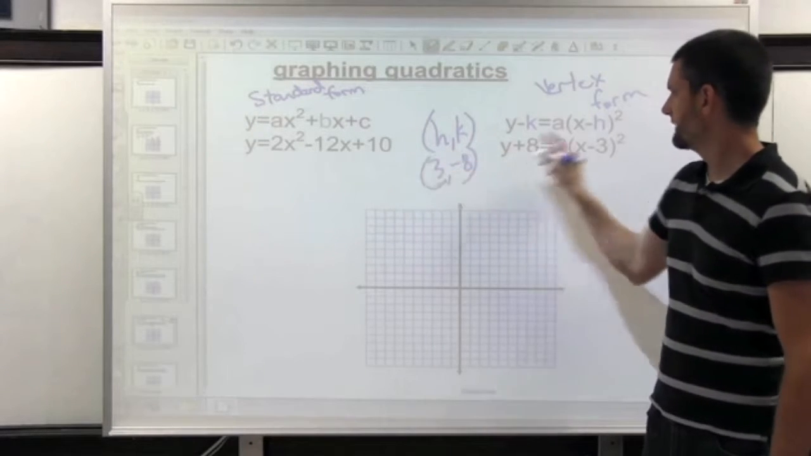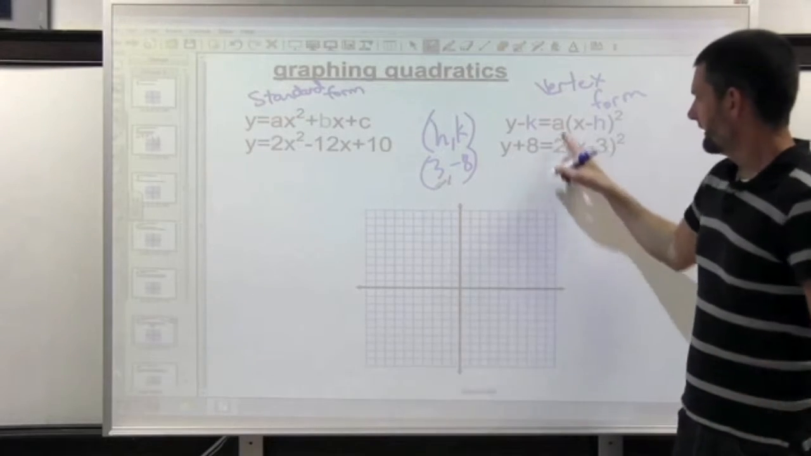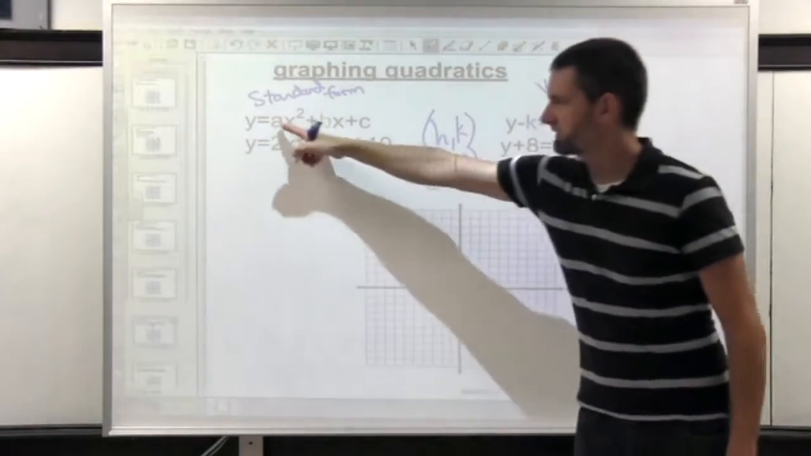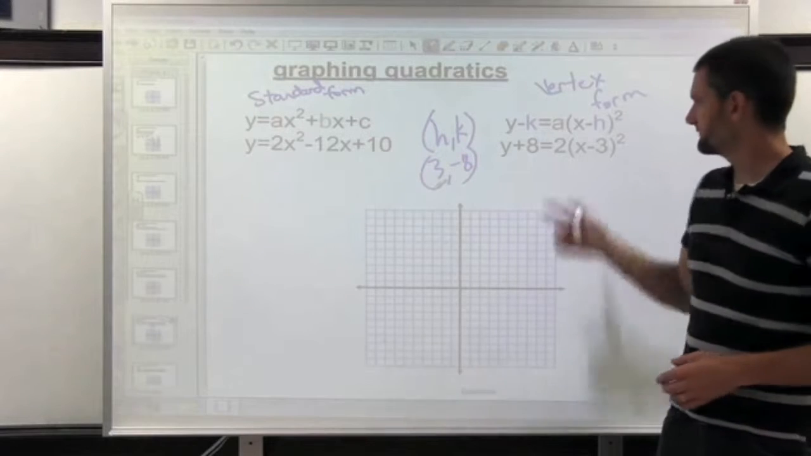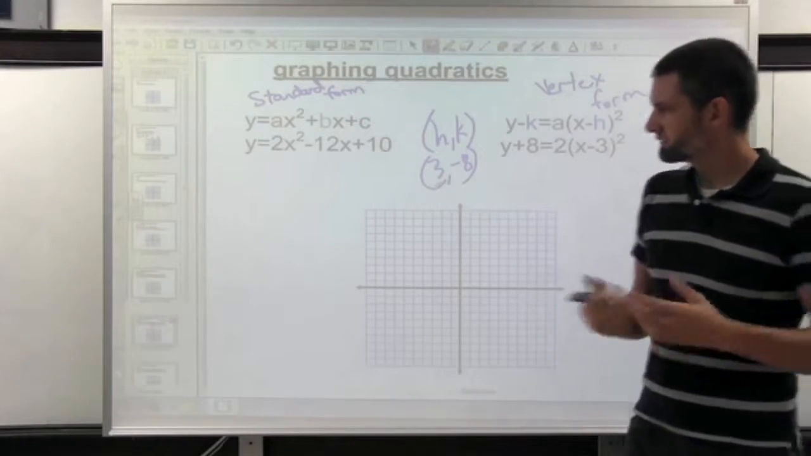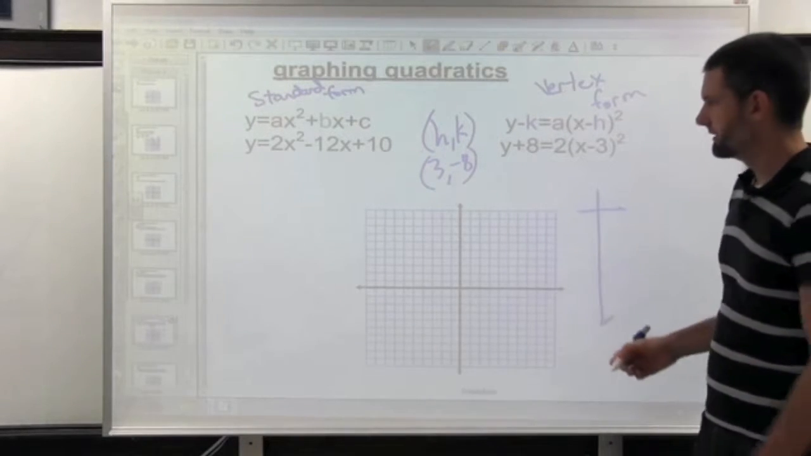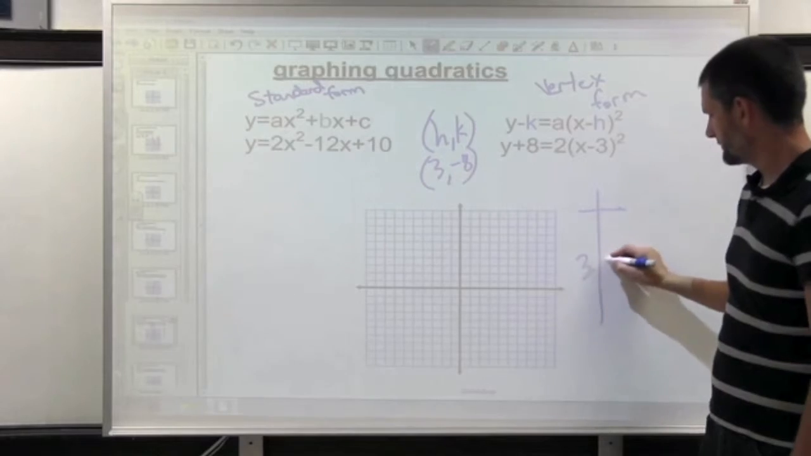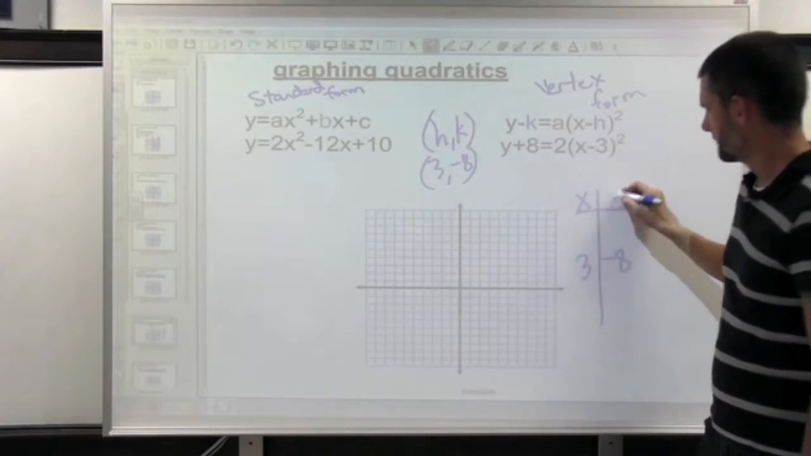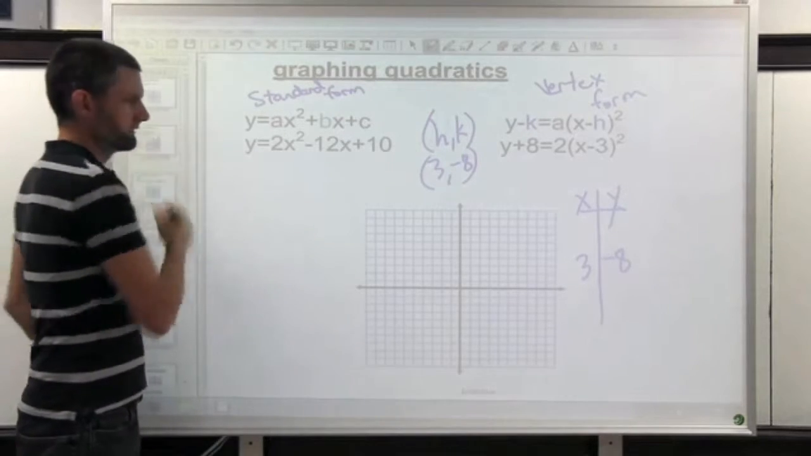The formula has negatives in it, so it's the opposite of those numbers. The a value of 2 is just like having an a value in standard form. This is telling us that that parabola is going up, and it's a little bit narrow. So, if we want to graph using this vertex form, since we know the vertex, put that right in the middle of your t-table. And then build some other points around it.